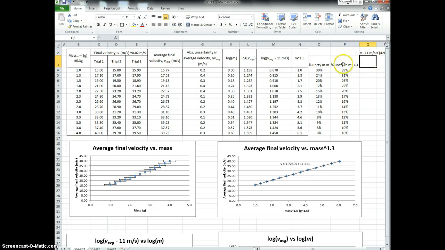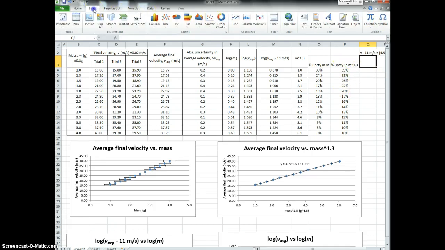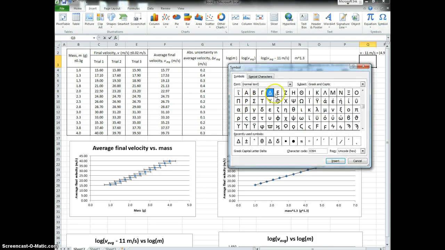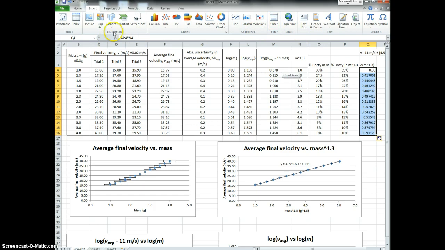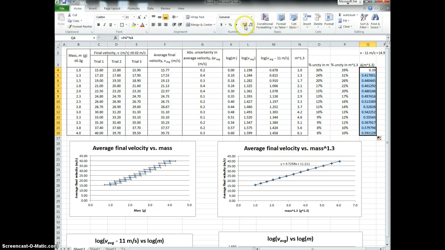That means the absolute uncertainty in m to the 1.3 power, in other words, the absolute uncertainty in m raised to 1.3, is the percent uncertainty times the value. And let's give that fewer decimal places. How many should it have? 1, because absolute uncertainty always has 1 sig fig.